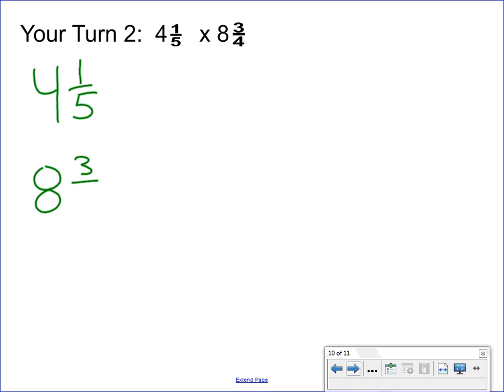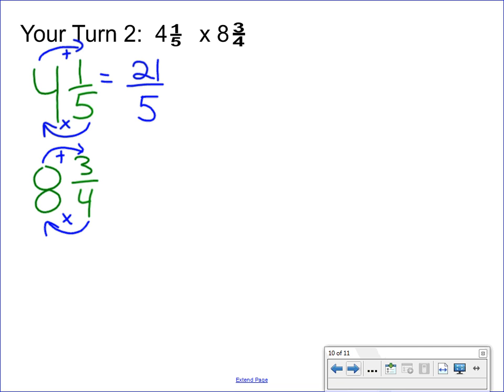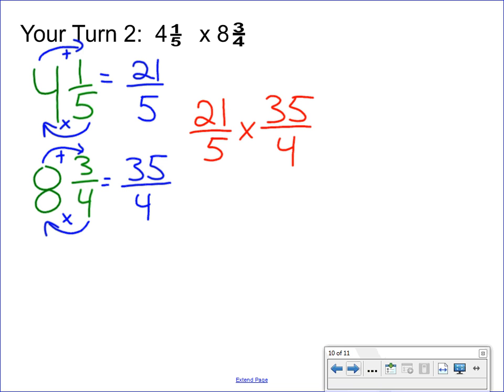I'm going to take 4 and 1/5 and 8 and 3/4. I'm going to say 5 times 4 is 20, plus 1 is 21 over 5. Okay. 4 times 8 is 32, plus 3 is 35 over 4. I have my two new fractions I can work with. I've got 21/5 times 35/4. I can simplify before I start.